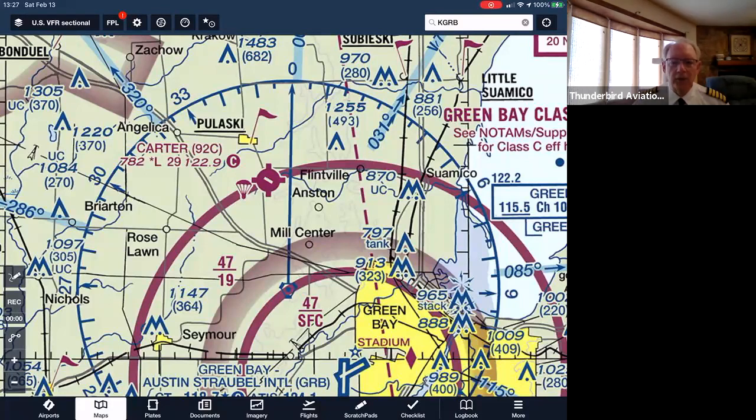So I got a question here, so let me take that real quick. On the flight from Carter to Seymour, why was that Class E airspace and not Class G? Was it outside the thick magenta ring? Good question.